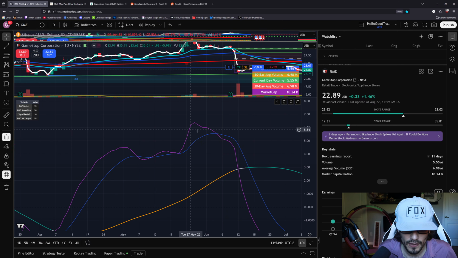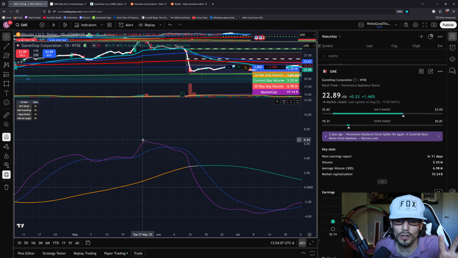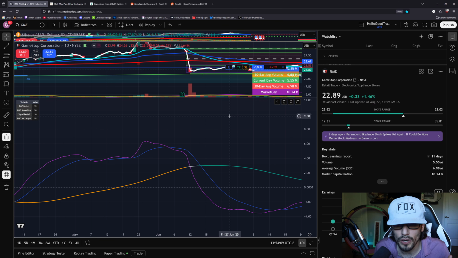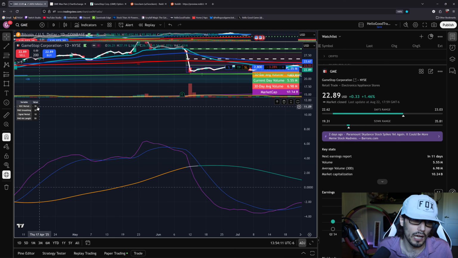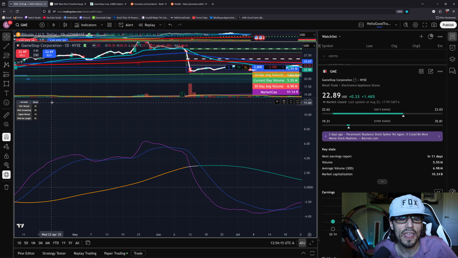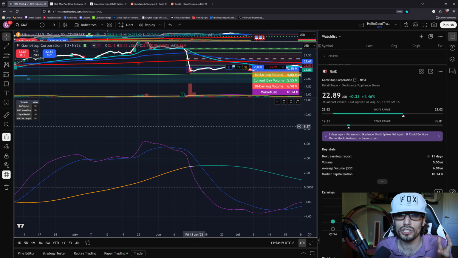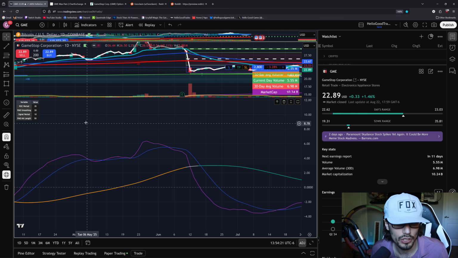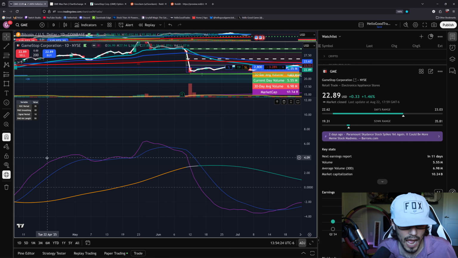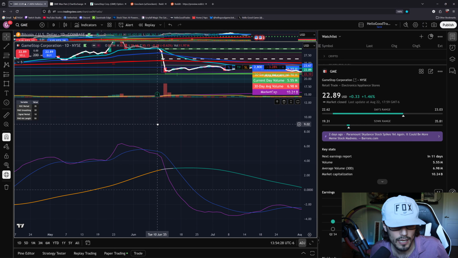The purple line is our main line to be concerned with here. It is our PMO, which takes into account a couple of things. We have first our rate of change over, in this case, the last 35 days. And then you have the PMO smoothing on top of that, which is an exponential moving average of, in this case, 20. And that's going to give us the purple line, the two of those.